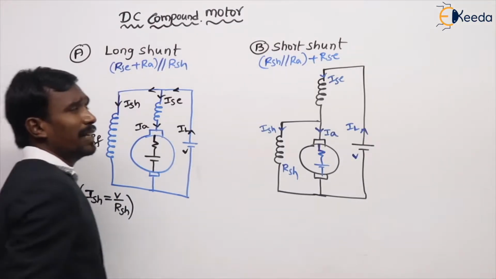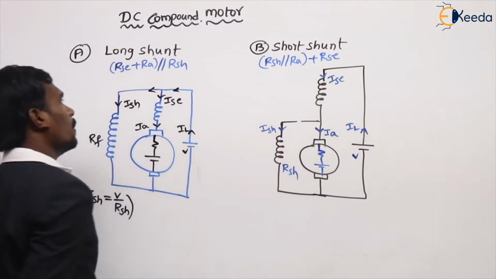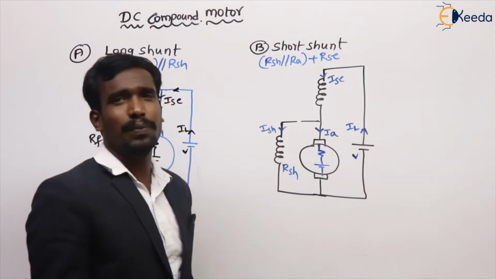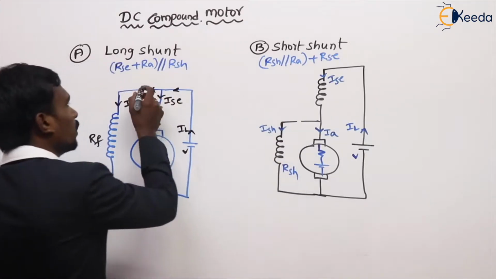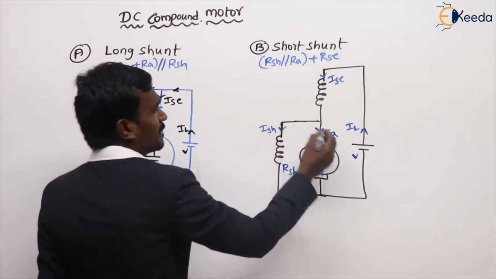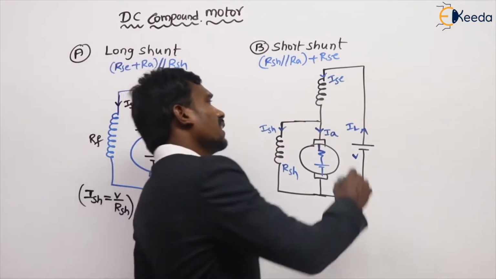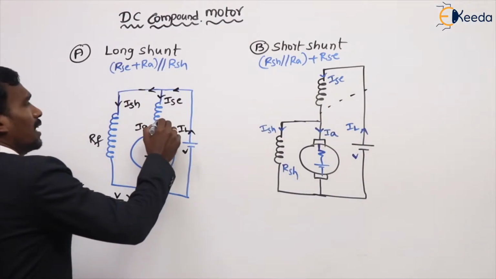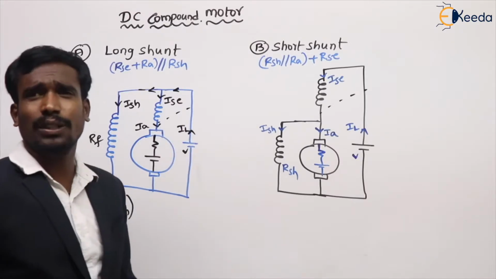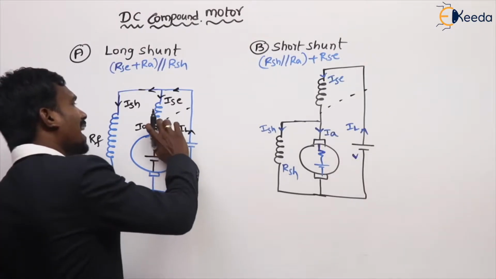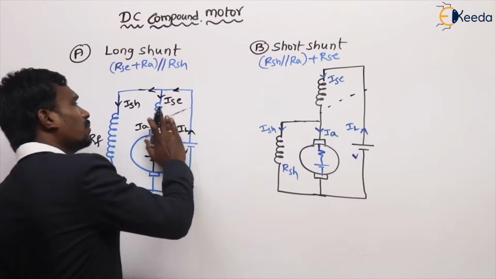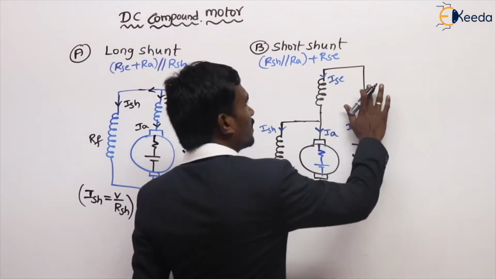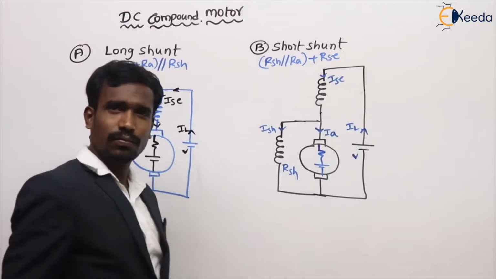I already explained to you, if the shunt winding is open circuited, then the machine acts as a series motor. If the series field winding is short circuited, like this, then the machine acts as a shunt motor. You should know this already because we already discussed it in generators.